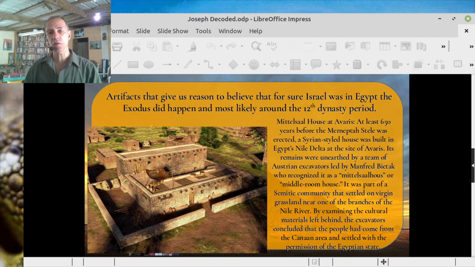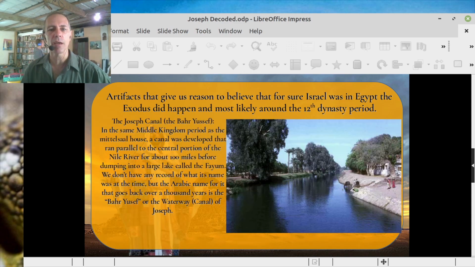And so that gives us an idea that perhaps even before that stela, which was just after Ramses II, 650 years preceding that, we're talking about 1800 BC, roughly speaking, here we have this house that looks like it could potentially be pointing to the fact that the house of Israel, which came from that area of Canaan, lived in the Egyptian area.